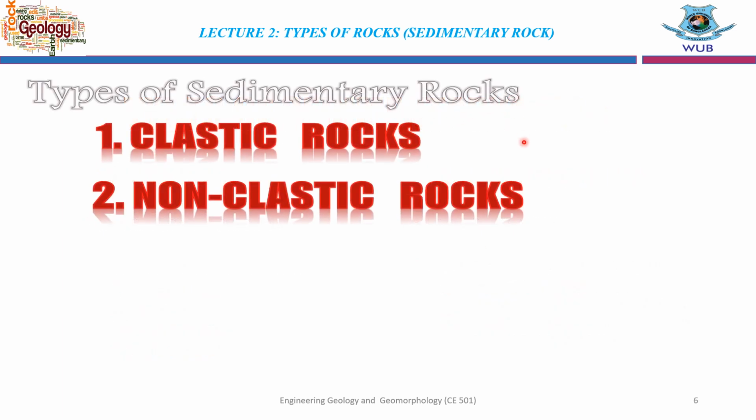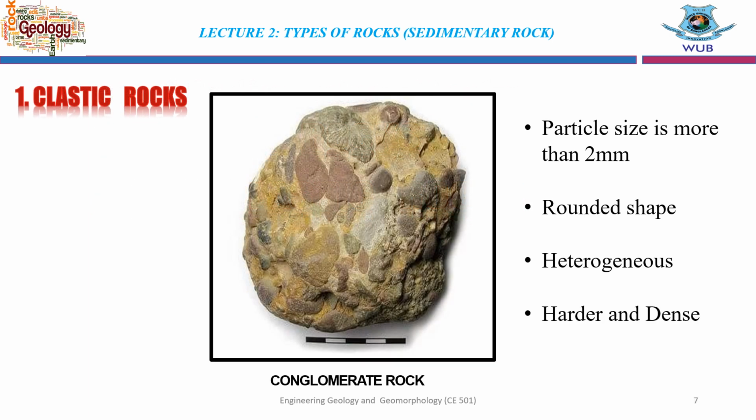Now, two types of sedimentary rock, clastic rocks and non-clastic rocks. I will show you examples of the two types of rocks. An example of a clastic rock is conglomerate rock. Particle size is more than 2 millimeters, rounded shape, heterogeneous. You know heterogeneous, and what is the difference between heterogeneous and homogeneous? Homogeneous means the product is made of the same type of material, and heterogeneous means the product is made of different types of materials. Okay, harder and dense.